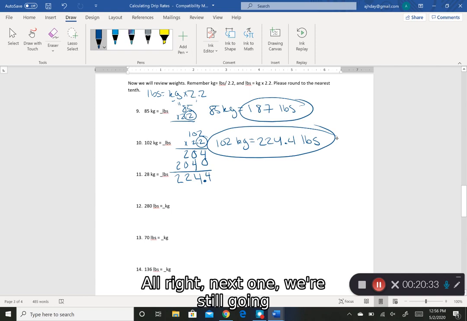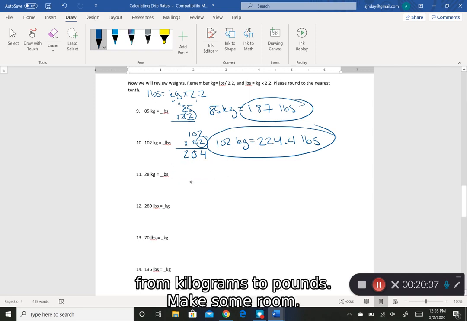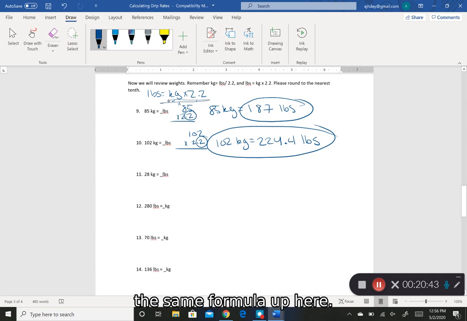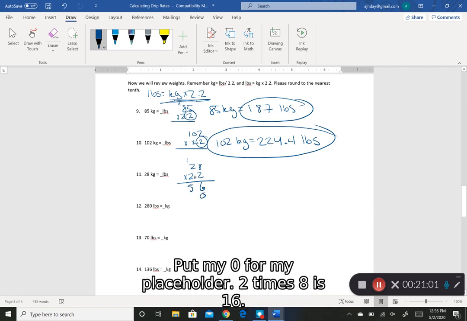All right, next one, we're still going from kilograms to pounds. Make some room. So I'm still going to be using this same formula up here. So I want to take 28, which is my kilograms, times 2.2. 2 times 8 is 16. 2 times 2 is 4, plus 1 is 5. Put my 0 for my placeholder.